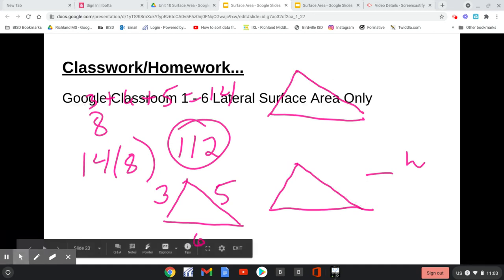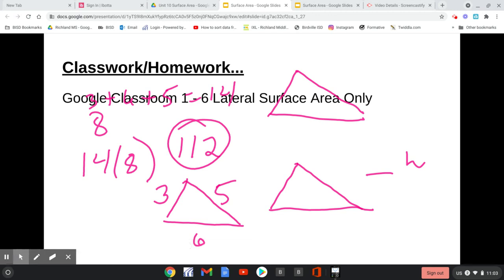That is it, guys. That'll do it for the examples and the notes for the lateral surface area of triangular prisms. Your assignment's on the next page.